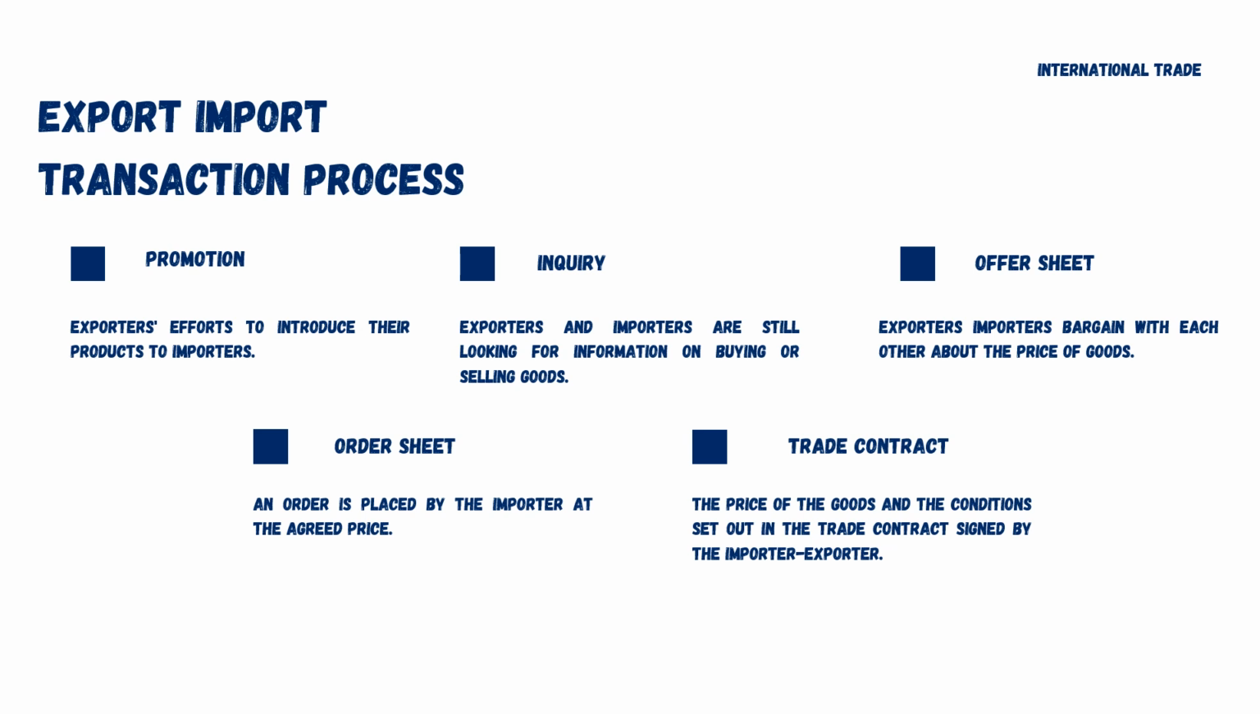The following is the process of export and import transactions. Promotion: exporters' efforts to introduce their products to importers. Inquiry: exporters and importers are still looking for information on buying or selling goods. Offer sheet: exporters and importers bargain with each other about the price of goods. Order sheet: an order is placed by the importer at the agreed price. Trade contract: the price of the goods and the conditions are set out in the trade contract signed by the importer and exporter.